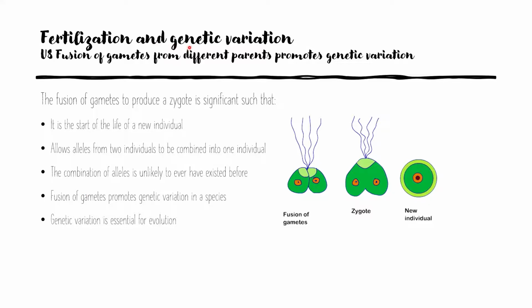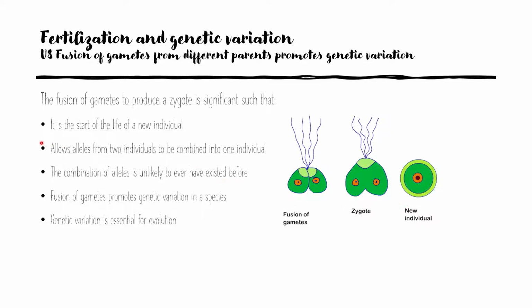Understanding 8, fertilization and genetic variation. The fusion of gametes to produce a zygote is significant in that it is the start of the life of a new individual. So we can see that the fusion of these two gametes right here produces a zygote, and that creates a new individual or organism being born.